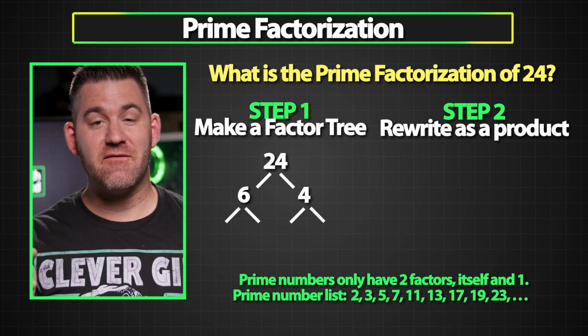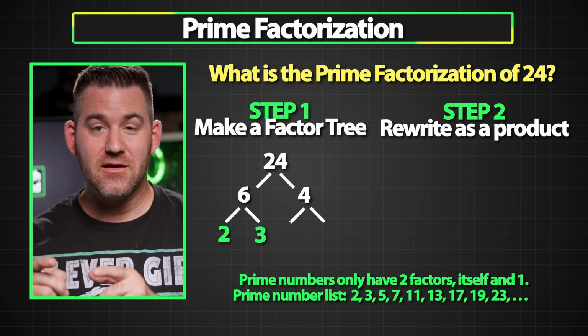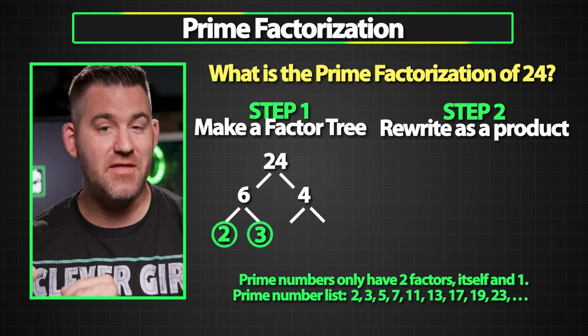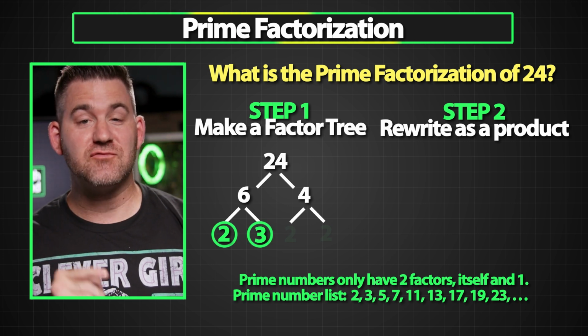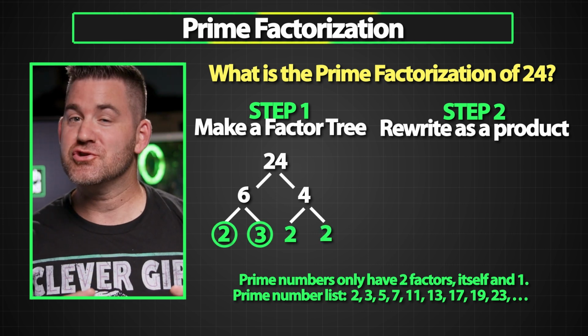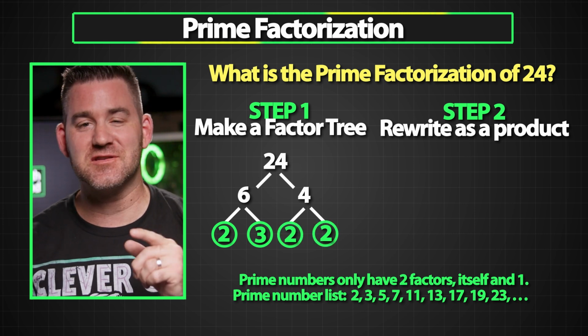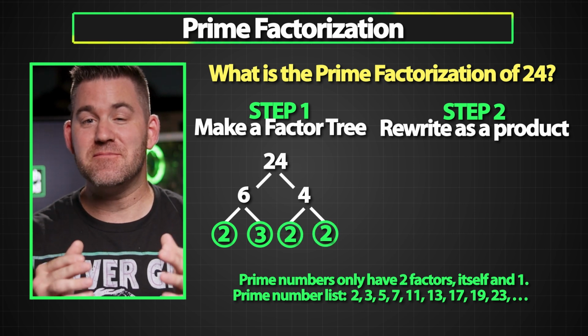With 6, we have factors of 2 and 3. Those are prime, so let's circle them. And with 4, we have 1 pair of 2, which are also prime, so let's circle those as well, and we're done with step number 1.